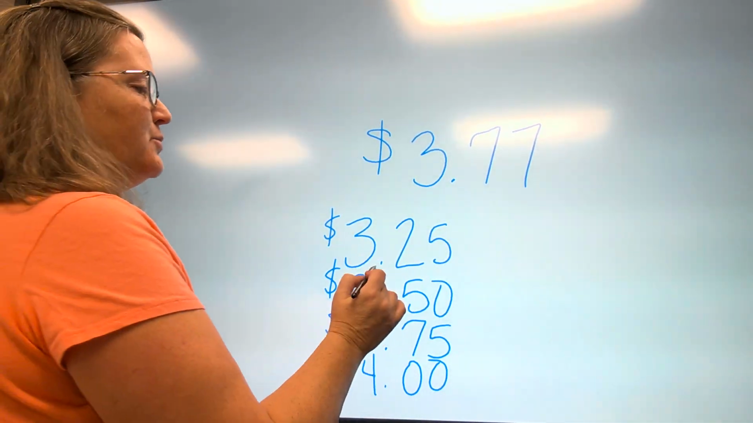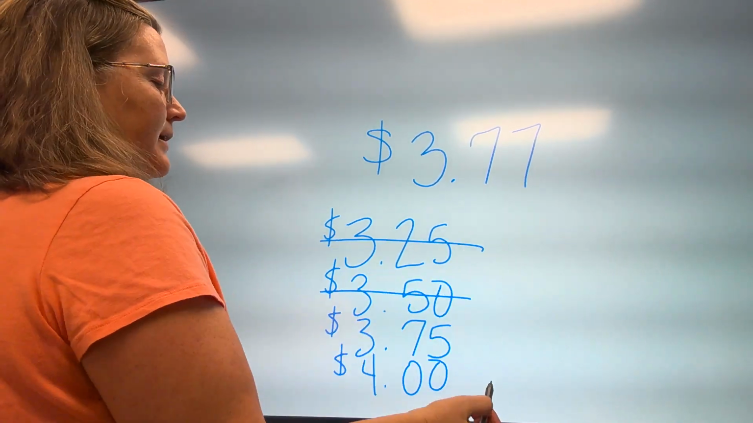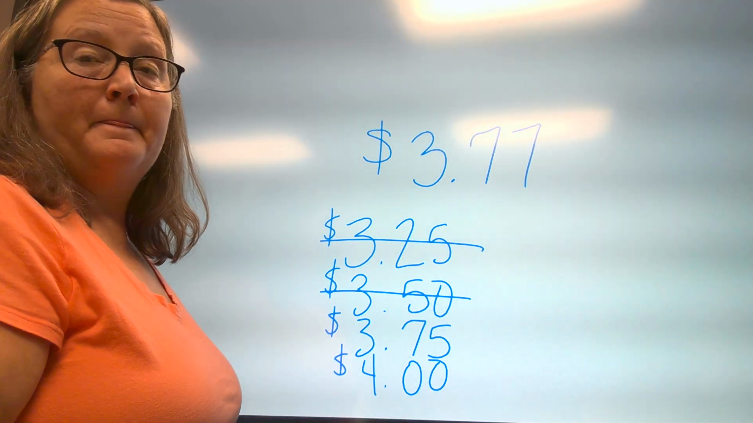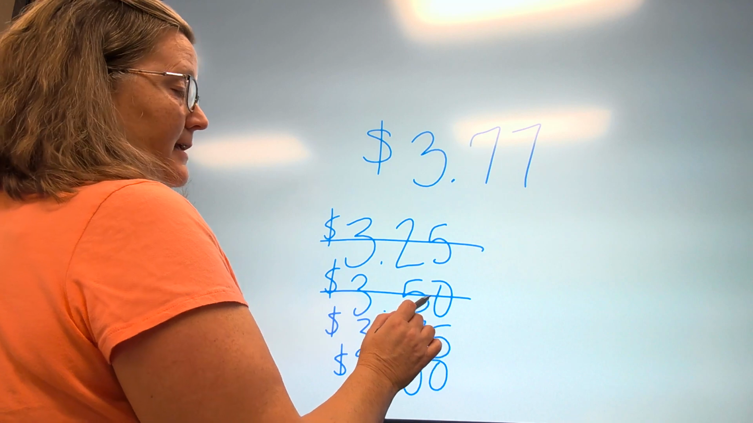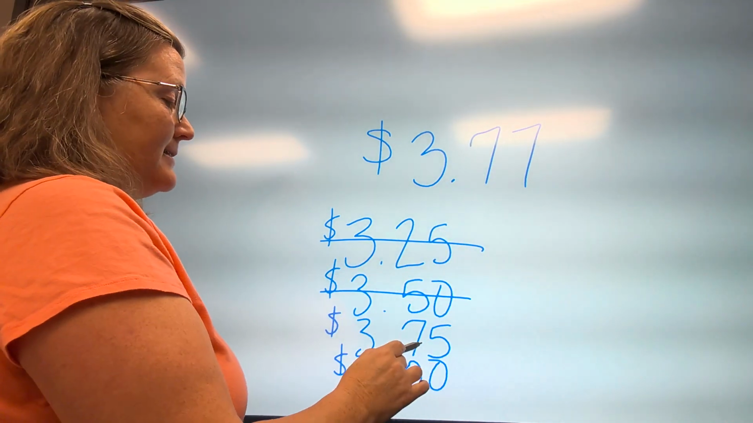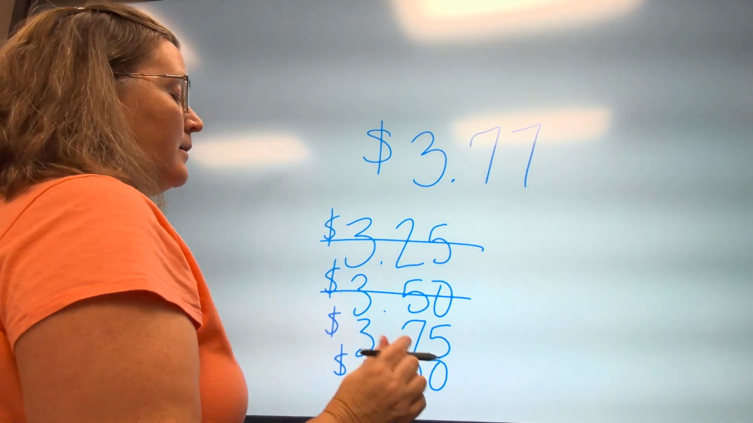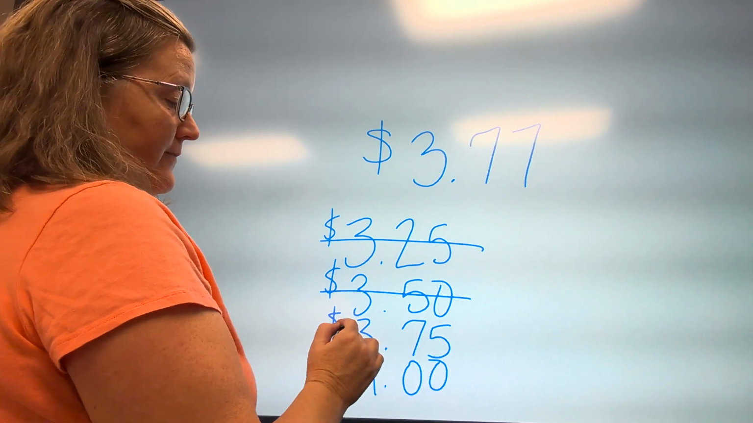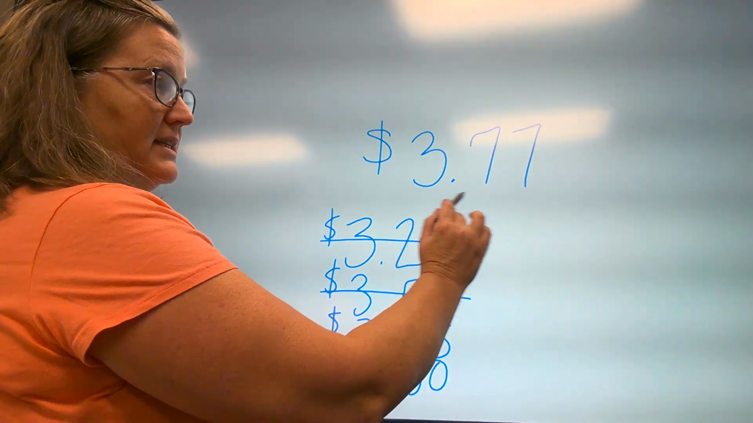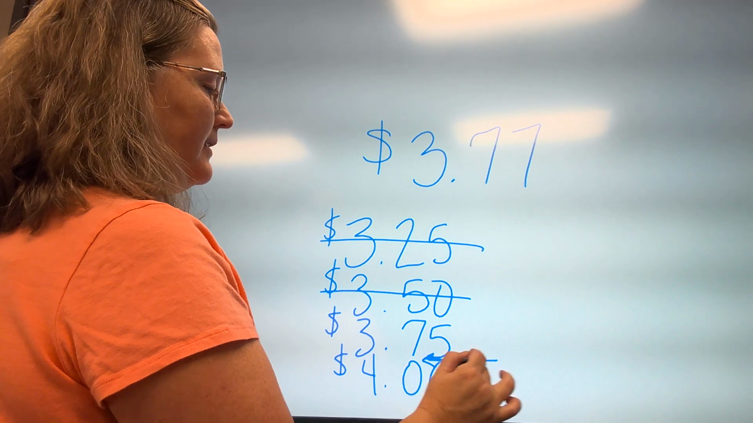Where would $3.77 fit? Would it fit between $3.25 and $3.50? No. Does it fit between $3.50 and $3.75? Maybe. Is it more than $3.50? Yes. Is it less than $3.75? No, so it doesn't fit in there. Is it more than $3.75? Yes. Is it less than $4? Yes, it is. So it would fit somewhere between these two.